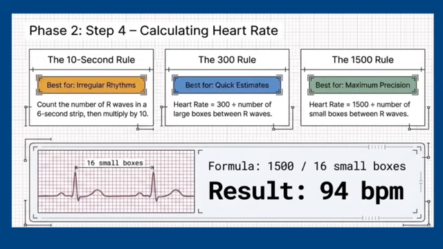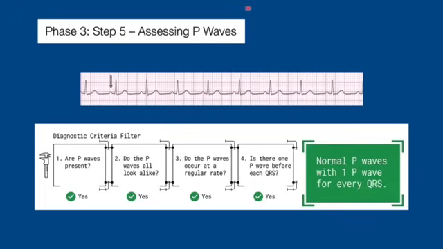Then we'll go to phase 3, step 5, assessing the P waves. We'll assess the waveforms and the characters. So we'll start with the first wave, which is the P wave. Ask yourself the following questions. Are P waves present? Yes, you can see P waves present.